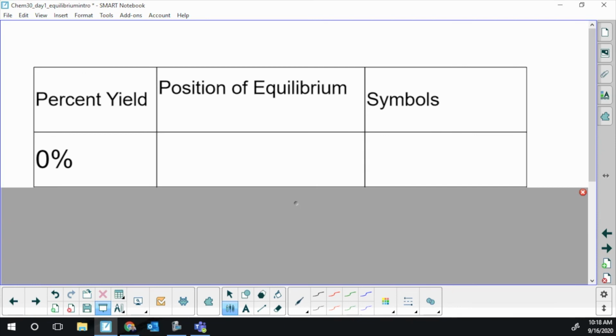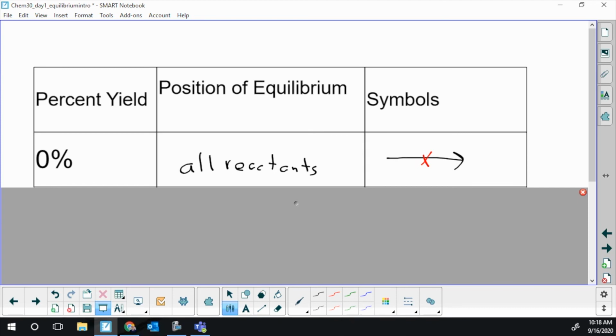If you have a 0% yield, you have made nothing. Nothing's really happened. You dumped in reactants and 0% was the progress. So this would be all reactants. Really, it's no reaction. This is boring. There's not much to study here. The notation you might see for this to say there's no reaction is an arrow with an X through it. We're not really going to use that.